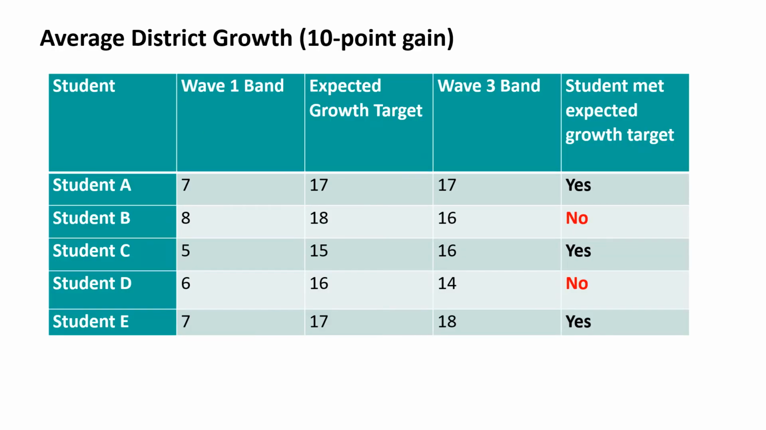In this table, you can see students' Wave 1 scores and their expected growth targets, which is their Wave 1 score plus the 10-point average growth for this district. Districts then can look at students' actual Wave 3 score and determine if they met their expected growth or not.